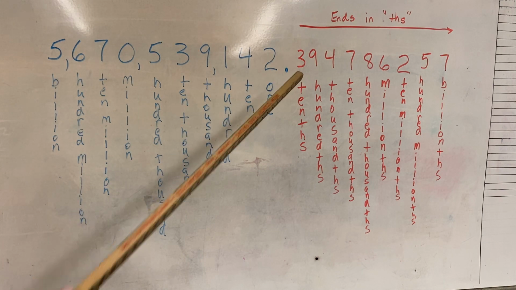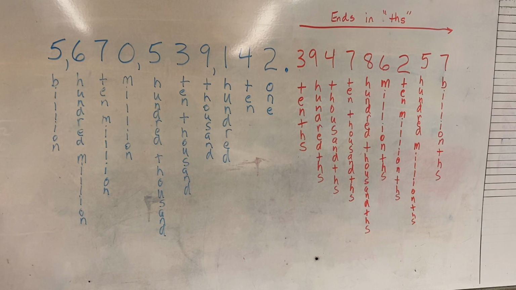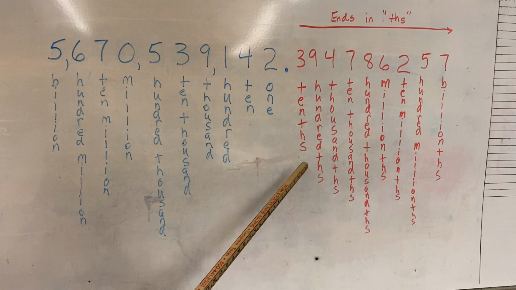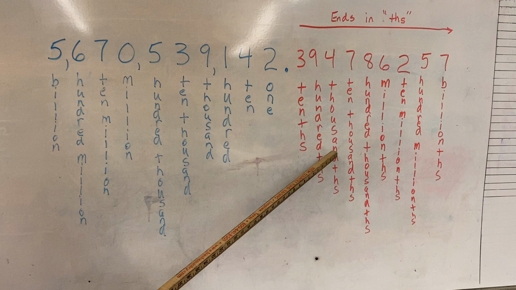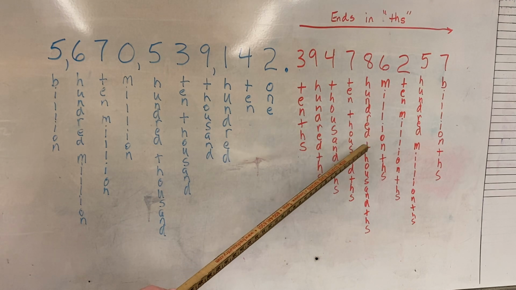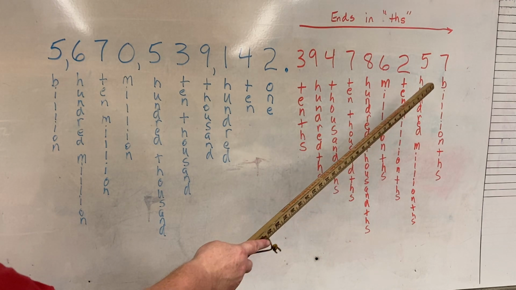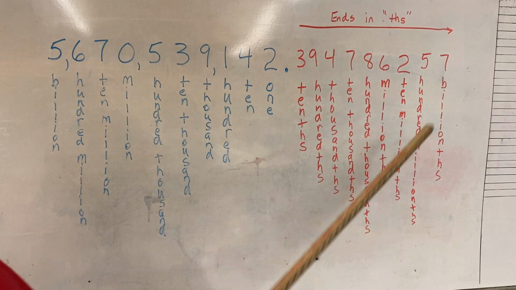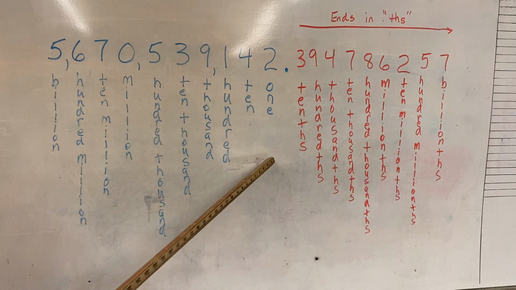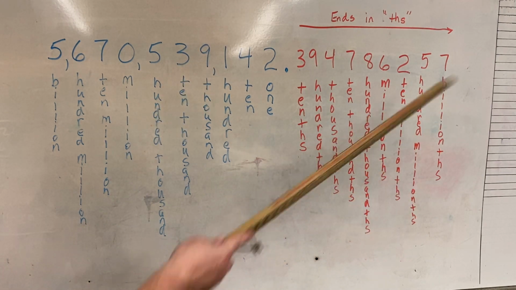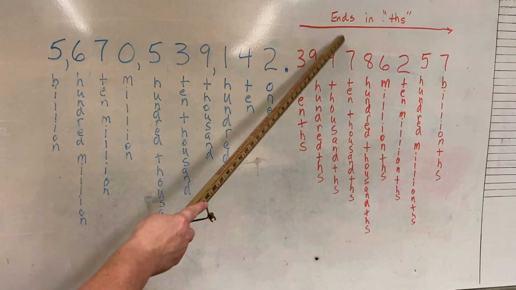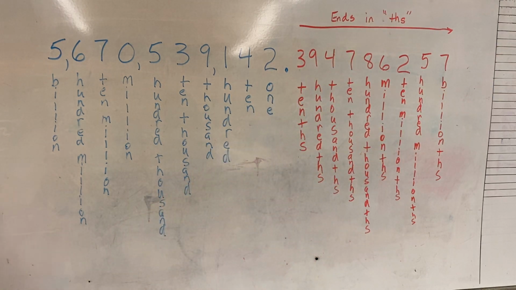Now to the right of the decimal, if you noticed, this is your tenths, hundredths, thousandths, ten-thousandths, hundred-thousandths, millionths, ten-millionths, hundred-millionths, and billionths. Notice that each one of these, and this keeps on going, ends in THS.